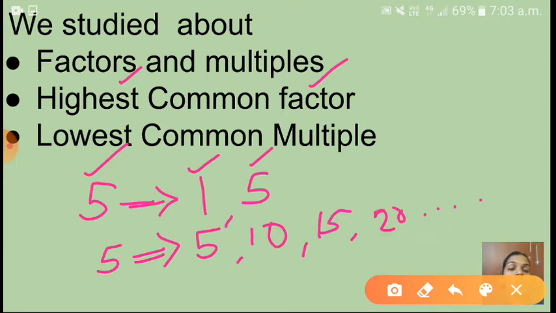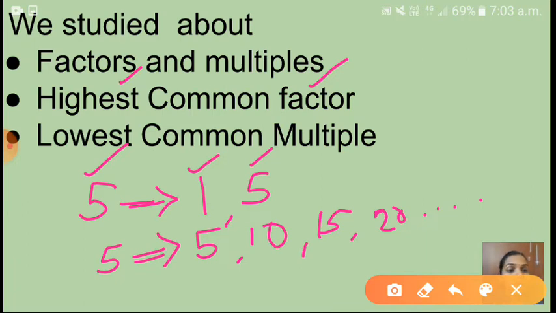Yes children, this is your homework. That is factors and multiples of 8. You have to tell your mother the answer. Factors of 8, you have to tell, and multiples of 8, that also you have to tell. Okay, up to 5 multiples you have to say. Okay children, can you do? Yes, shall we go to the next one now? That is highest common factor. So many sums we solved on that highest common factor.